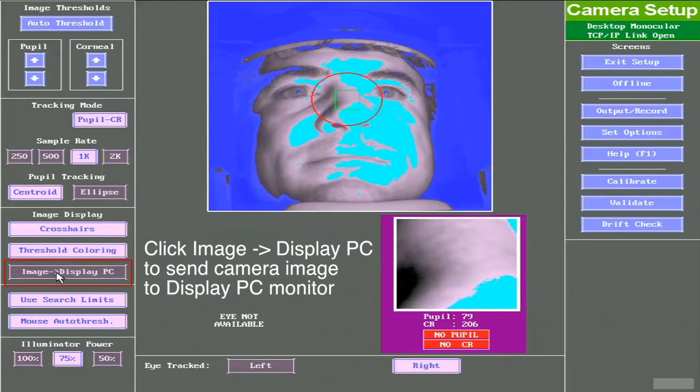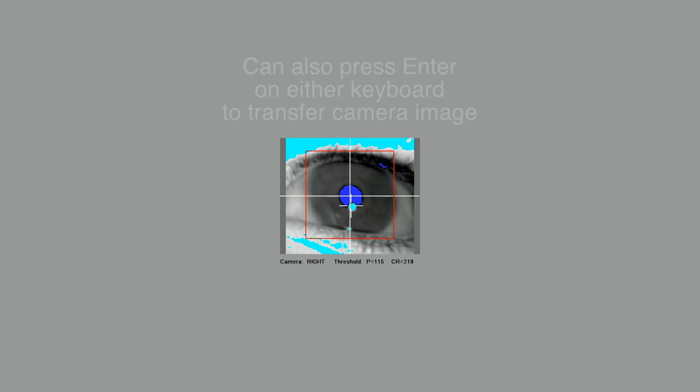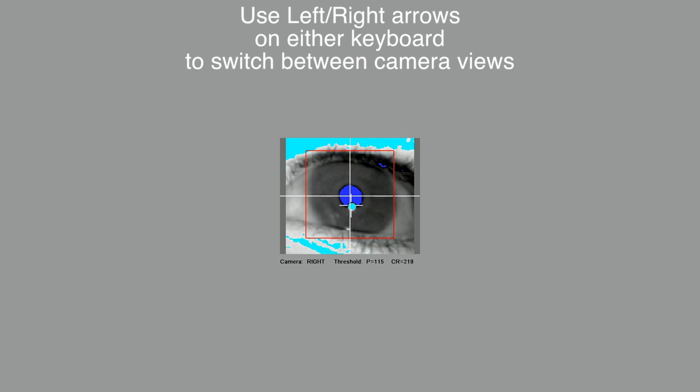It's helpful during camera setup to be able to see the camera image on the display PC. To do that, we can click the Image to Display PC button on the host, or click the Enter key on either keyboard. You can use the left and right arrow keys to switch between the global and zoomed views of the camera image. We'll start with the global view.